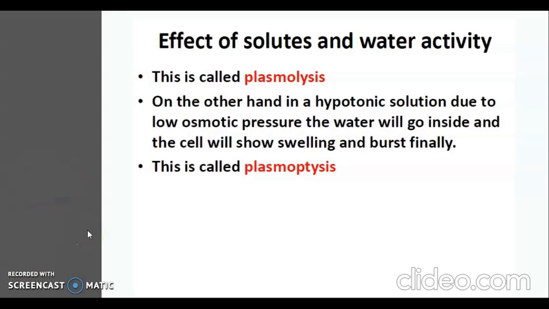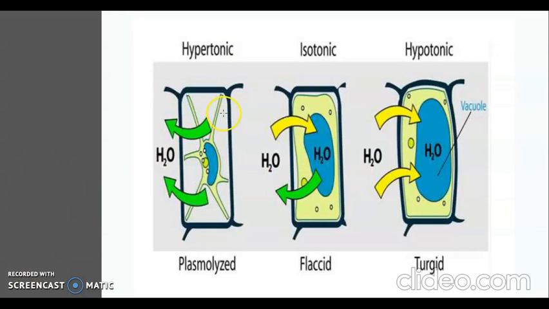On the other hand, when the microorganisms are placed in a hypotonic environment, water will enter the cells and cause them to burst. This is called plasmoptosis. This image shows the effect on cells when they are placed in different conditions. You can see that in the hypertonic condition, plasmolysis takes place, and in the hypotonic condition, plasmoptosis takes place.